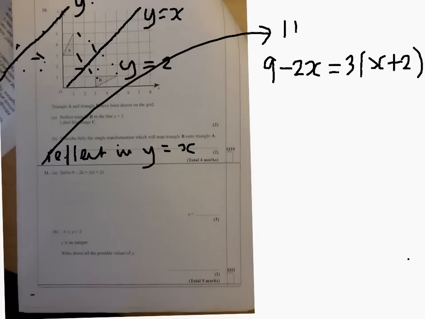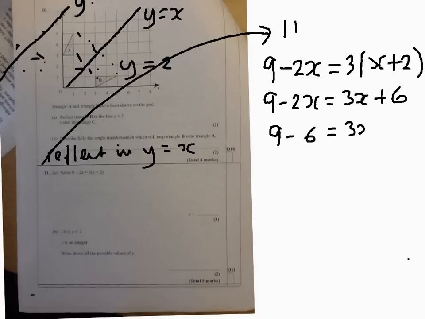So, 9 minus 2x equals 3x plus 6. So if we bring my 6 over to this side, I get 9 minus 6 equals 3x plus 2x. 3 equals 5x. So x equals 3 over 5. That's the answer to our first part there.